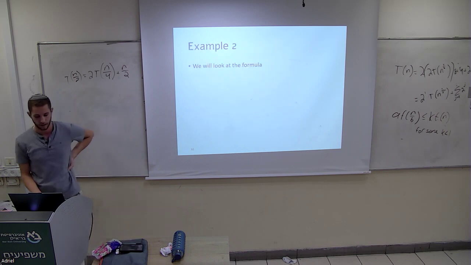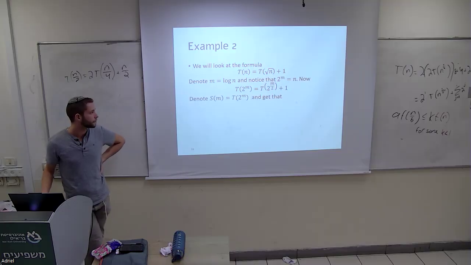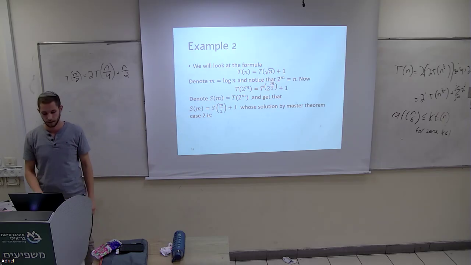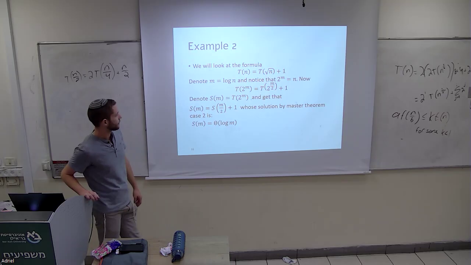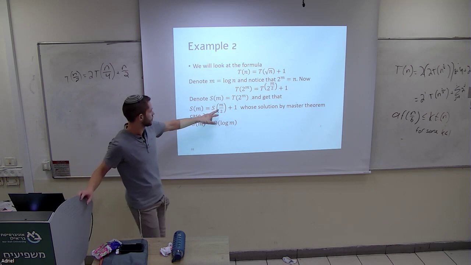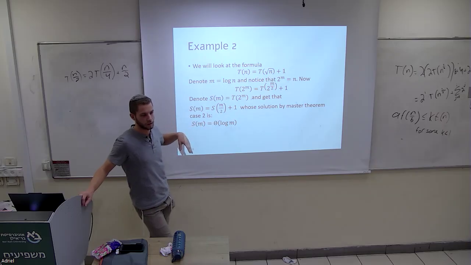All right, another example, new formula. Now instead of plus log n, now it's plus 1. So we can do the same exact thing. Denote S of m, and now S of m equals S of m divided by 2 plus 1. Master theorem is just log n, right? Why is it case 2? It's log 2. Log base 2 of 1 is 0. So that's why it's the same, right?